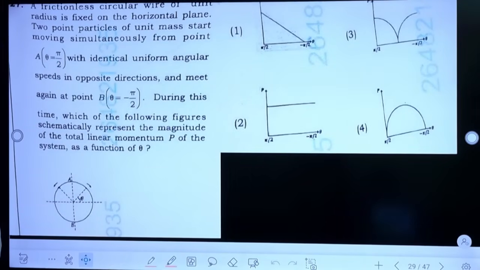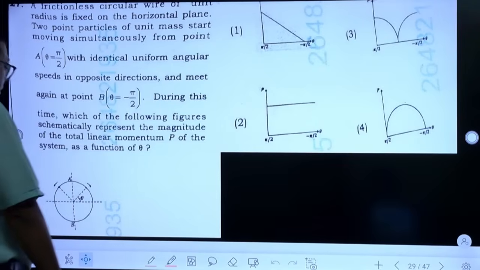Two point particles of unit mass start moving simultaneously from point A. Theta is the angular position measured from x-axis. So initially they are at 90 degree. Opposite direction, meet again at point B. During this time, which of the following figures schematically represent the magnitude of total linear momentum P of the system as a function of theta?